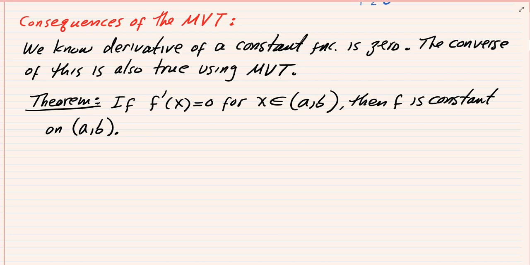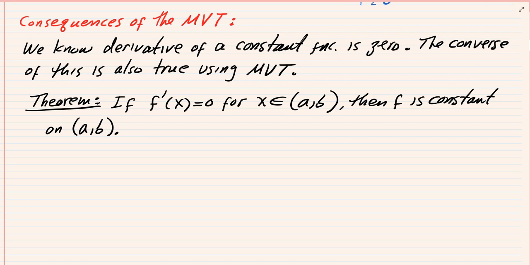So here's an interesting theorem, a consequence of the mean value theorem. We know the derivative of a constant function is 0, right? But the converse of this is also true if you use mean value theorem. Now here's the converse, itself another theorem. If the derivative f prime of x equals 0, meaning the slope of a tangent line is 0, the tangent line is horizontal at that point.